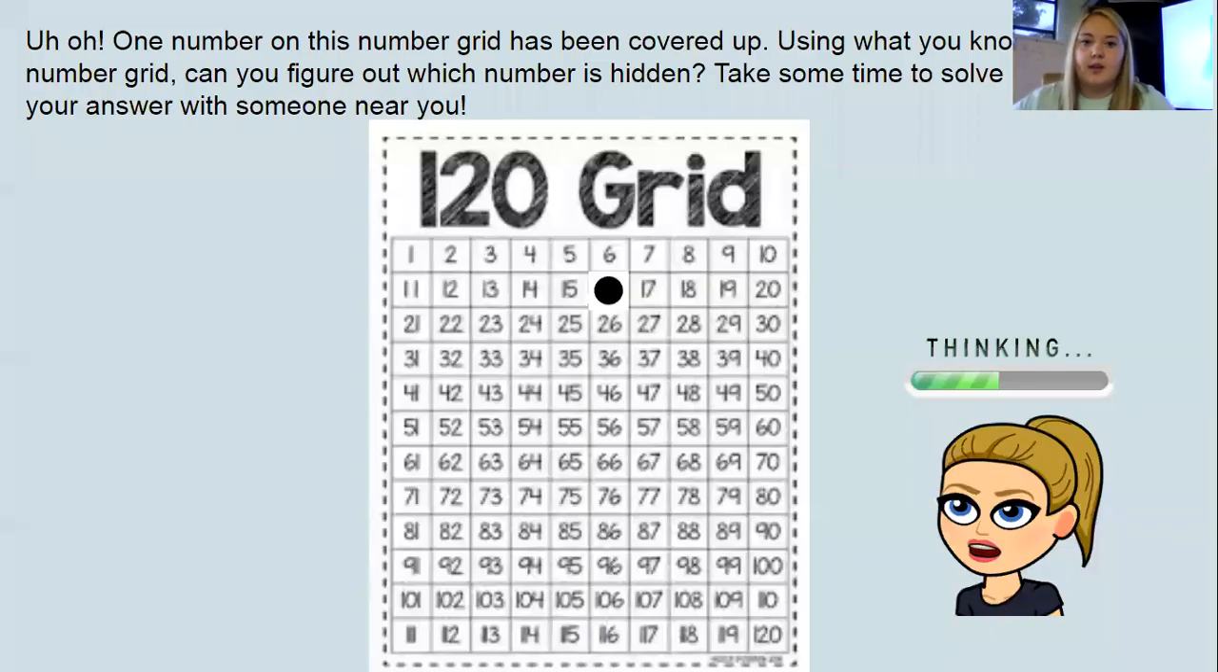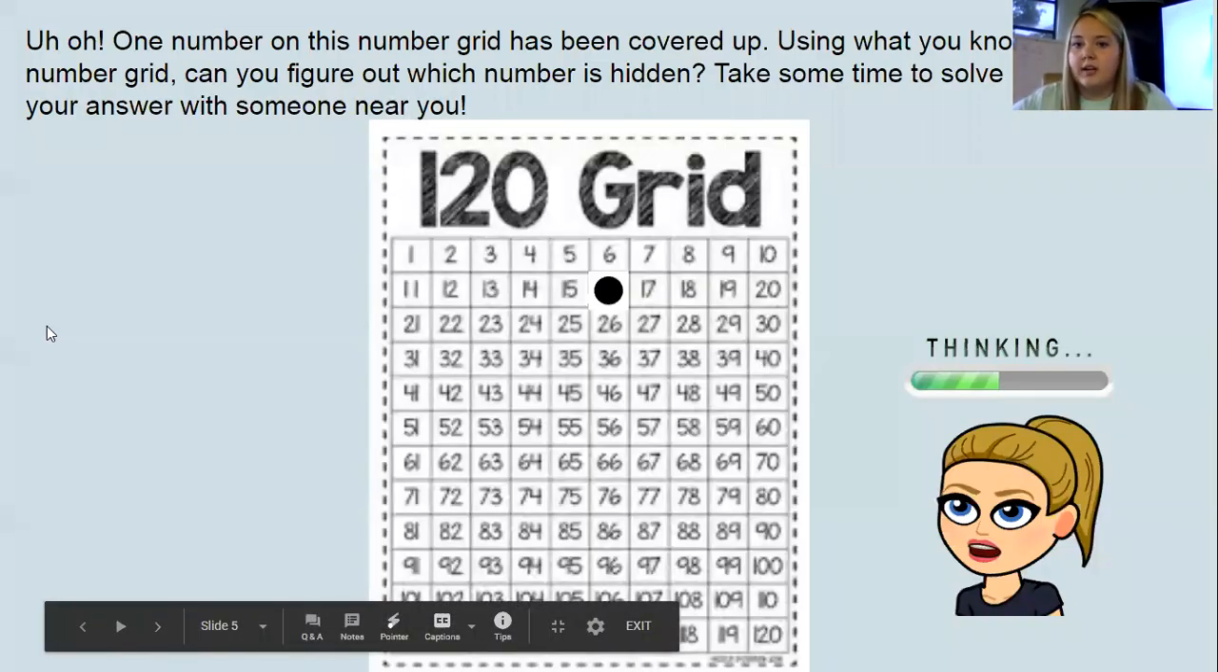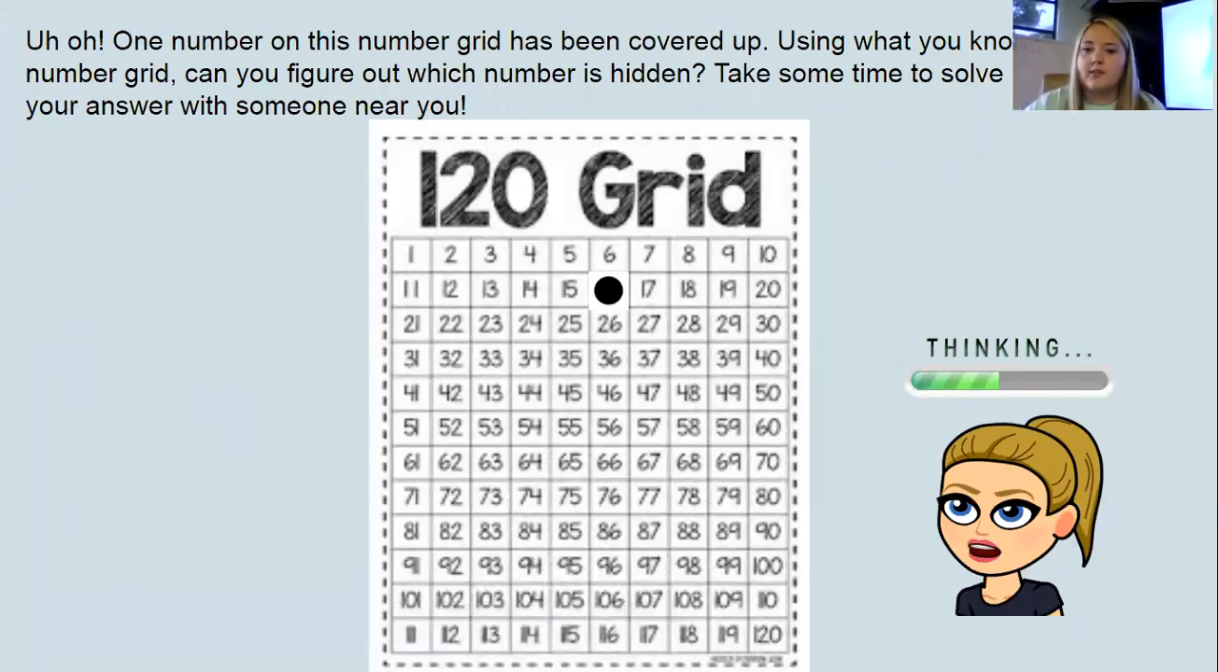Okay, so keep your number grid out in front of you because we're going to use it some more. Oh no, look at your number grid, and then look at this number grid on my screen. One of the numbers has been covered up. Oh man. Use your number grid in front of you and try to figure out which number I've covered up. Take some time to solve it, and when you think you know which number is covered up, partner up with somebody around you, and you guys decide and talk about which number you think is covered up. I will give you some time to do that now.